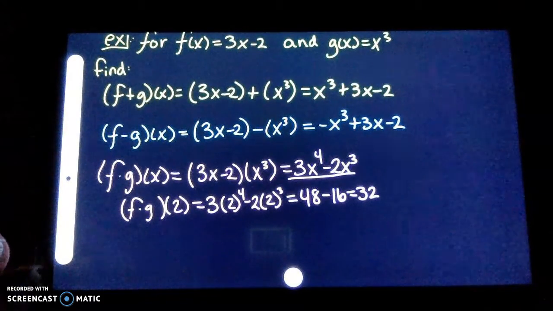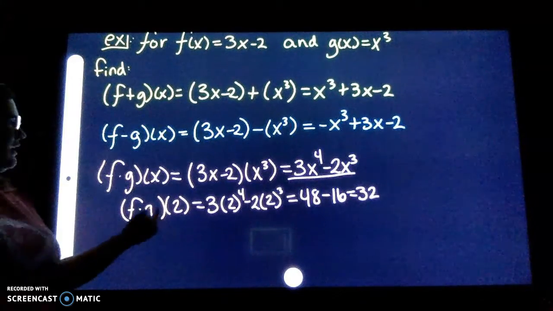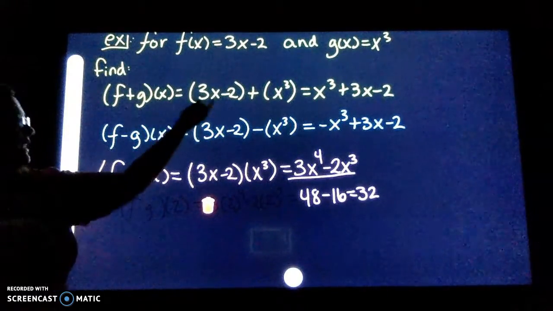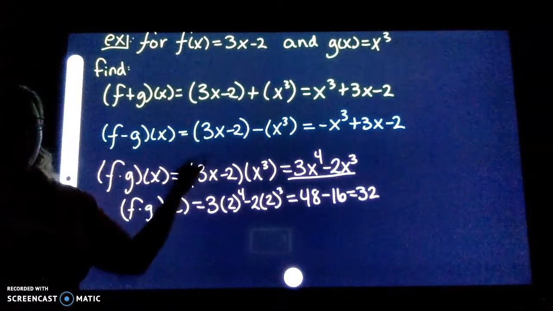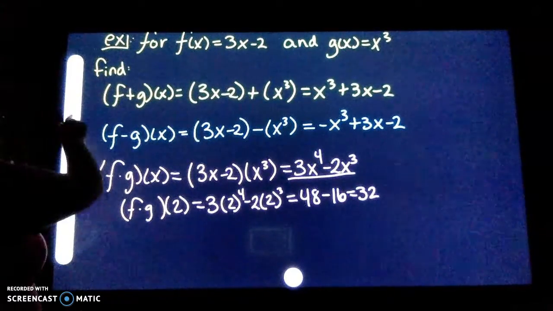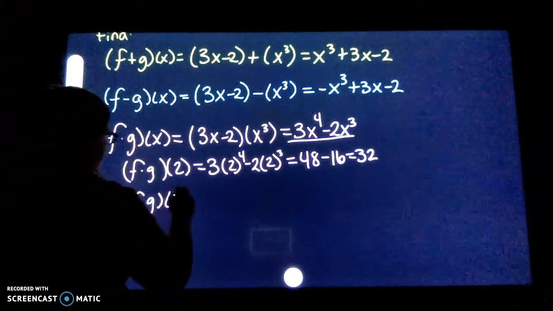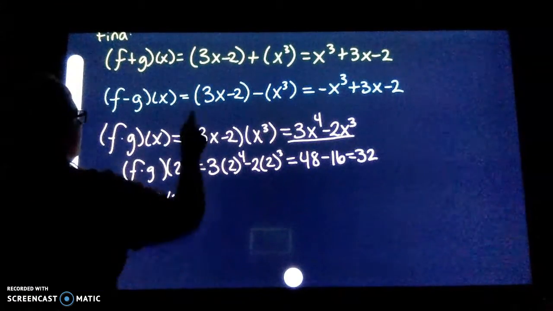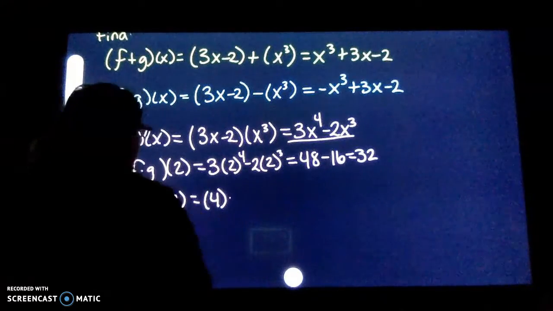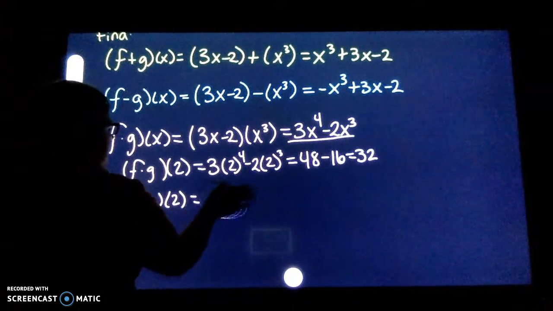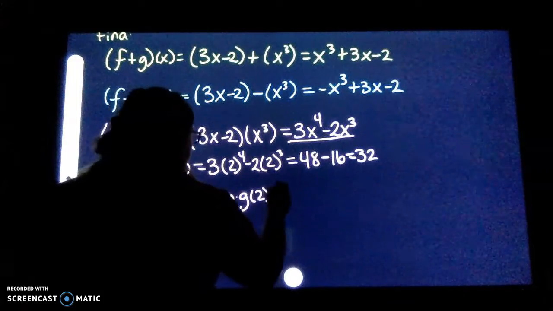Another way I could have done this, if I had started out with f times g of 2, is I could have taken 2, plugged it into each of those functions, gotten their answers, and then multiplied their answers together. For instance, if I had done f times g of 2 from the very beginning, I would have done, okay, 3 times 2 is 6, minus 2 is 4, times, so this would be the same as f times g.